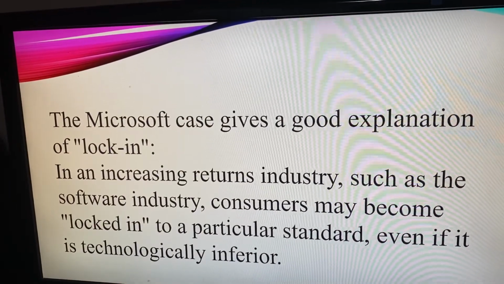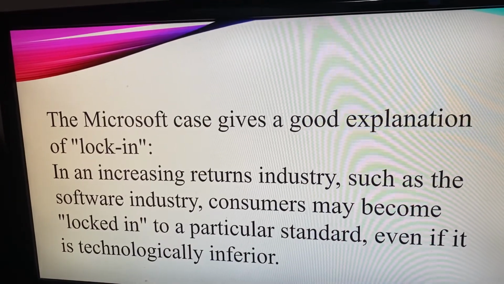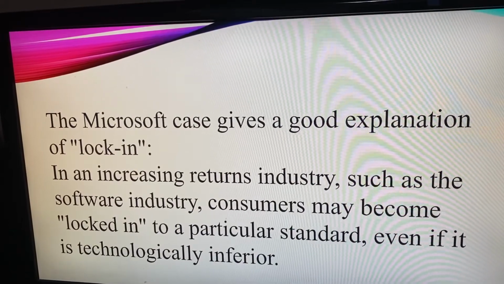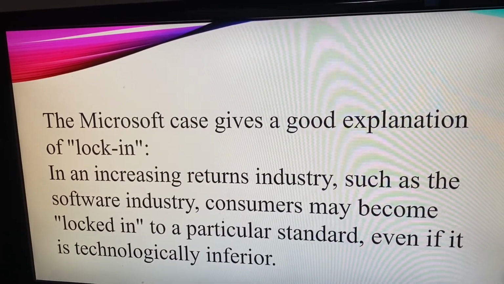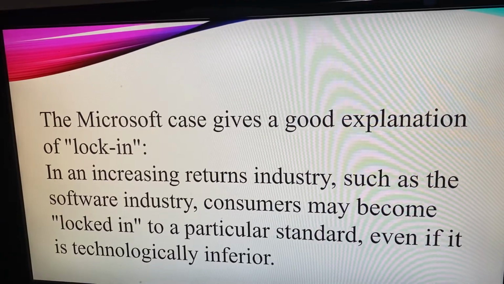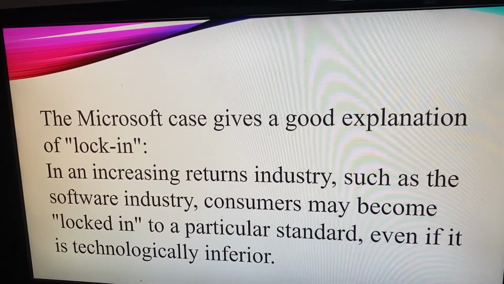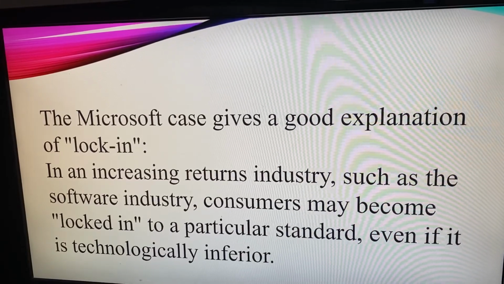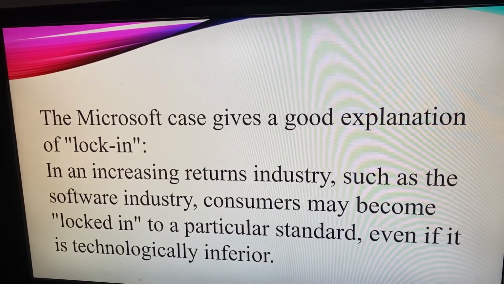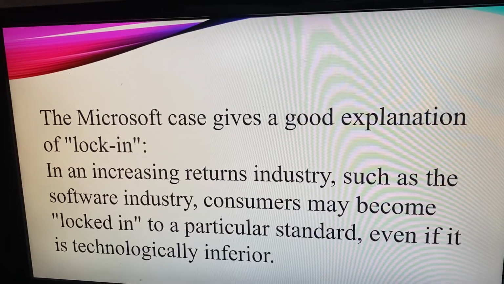The Microsoft case gives a good explanation of lock-in. In an increasing returns industry such as the software industry, consumers may become locked in to a particular standard even if it is technologically inferior.